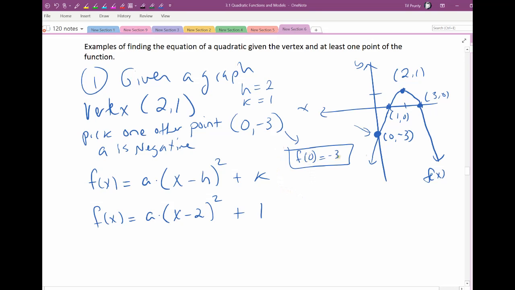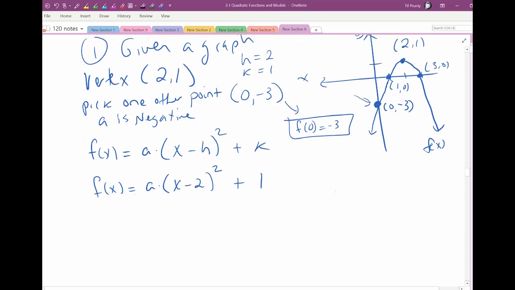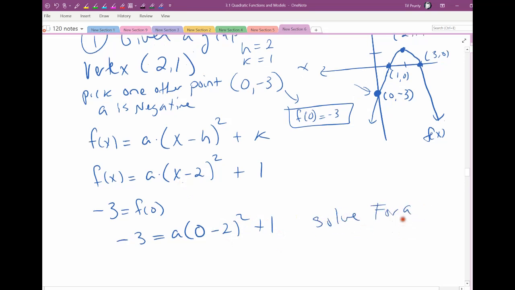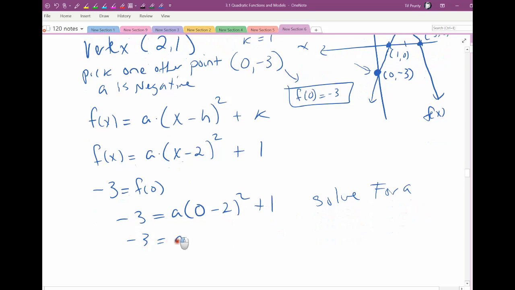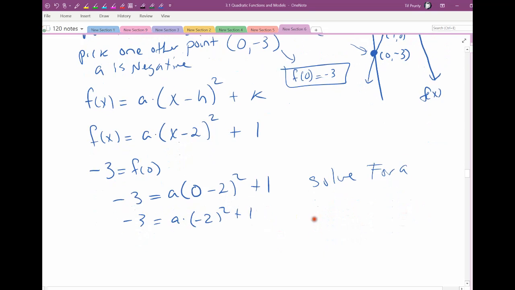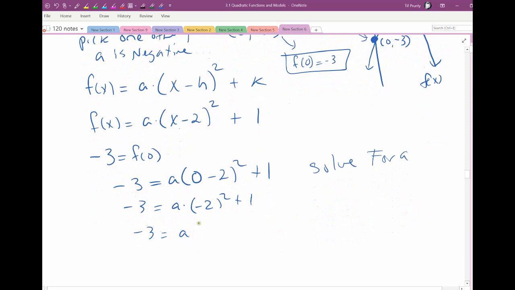Again, you could use one of the other points. If you use the other points, you would have 1 and have our function equal to 0, and you could solve that too. It's just a little tougher. It's always easier when we have the vertex. Which means that's what I'm going to do. I know I'm going to get negative 3 out when I plug 0 in. So negative 3 equals a times 0 goes in for x, minus 2 squared plus 1, and then solve for a, which again, that's why the 0 is nice. I get a times my negative 2 squared plus 1. So remember, negative 2 squared comes out to positive 4.